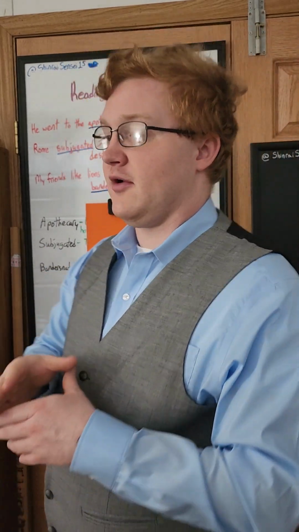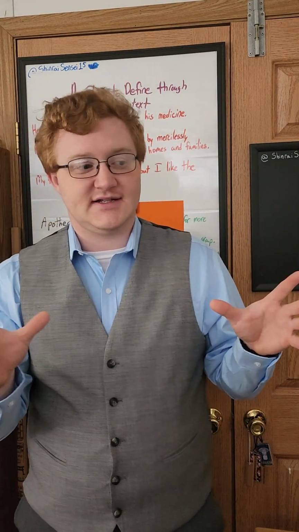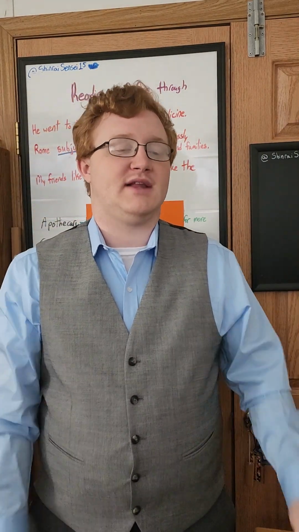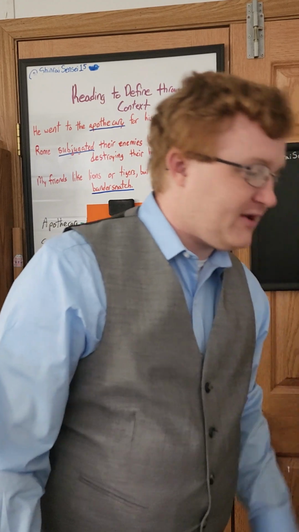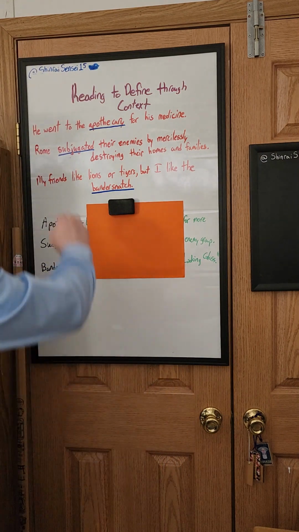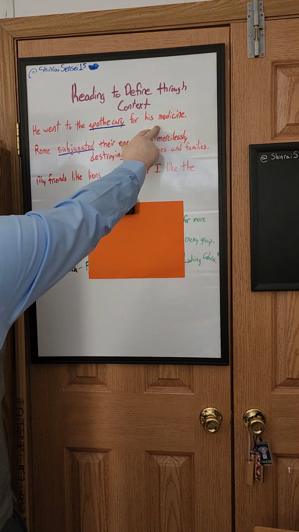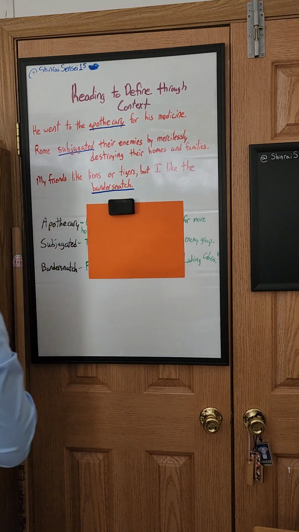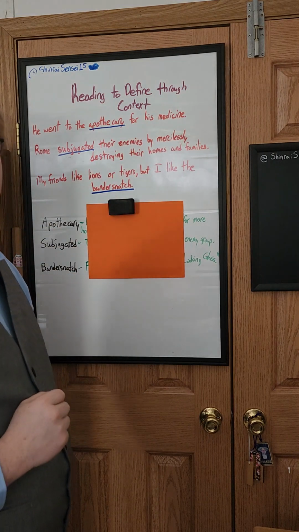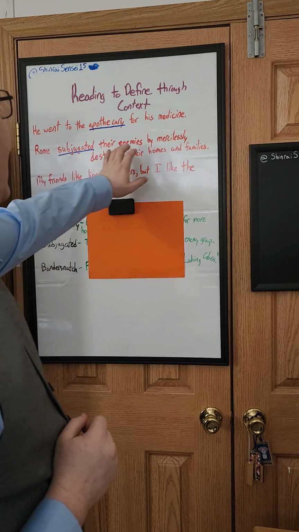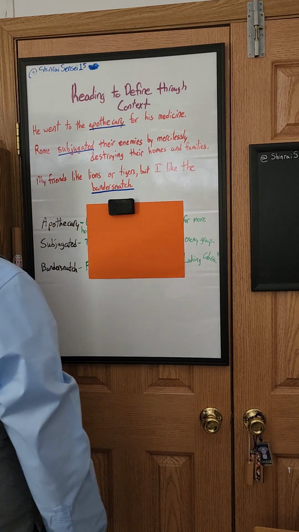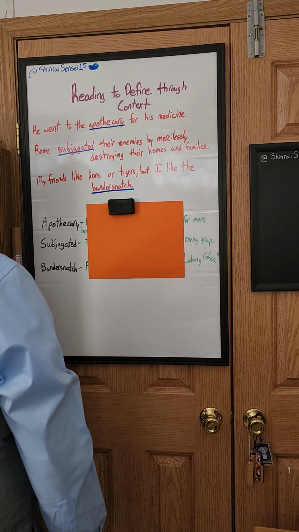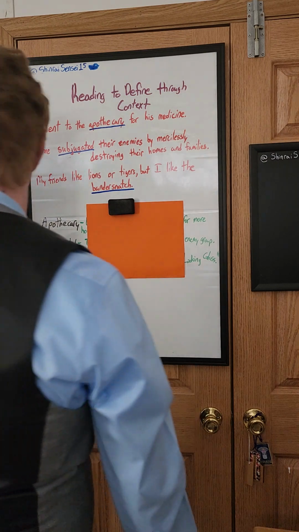You're trying to define a word by reading the context of the sentence that it's in and understanding that, oh, that's what that is. So I've given some rather simple examples and one that's going to be a little bit more difficult because, well, we'll get into that. First we have, he went to the apothecary for his medicine. Then we have, Rome subjugated their enemies by mercilessly destroying their homes and families.